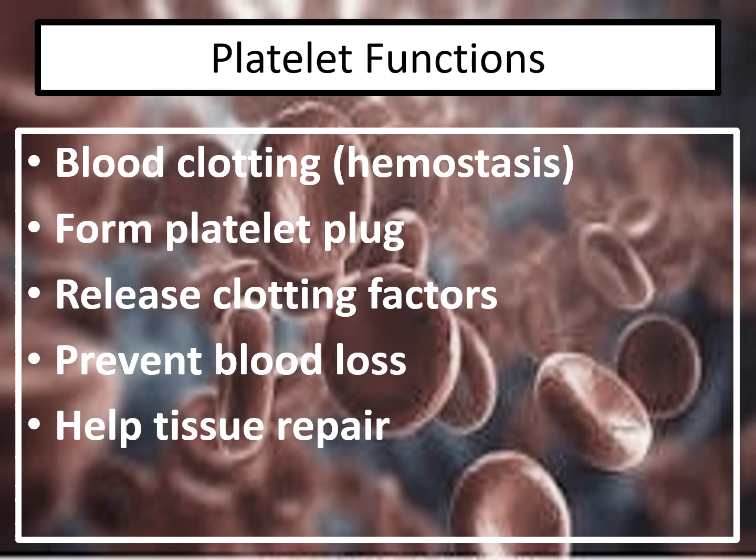So the blood clot has to be formed, and this blood clotting means the stoppage of the blood flow, leakage of the blood from the blood vessels is called blood clotting, and this occurs with the help of platelets only. So first they form a temporary platelet plug followed by a permanent plug, and this major plasma protein named fibrinogen is involved in this, and release the platelet clotting factors also. They prevent the blood loss, and this helps in the tissue repair.